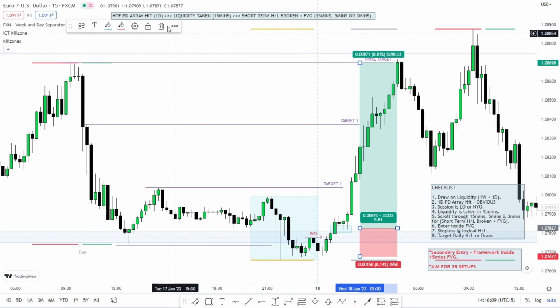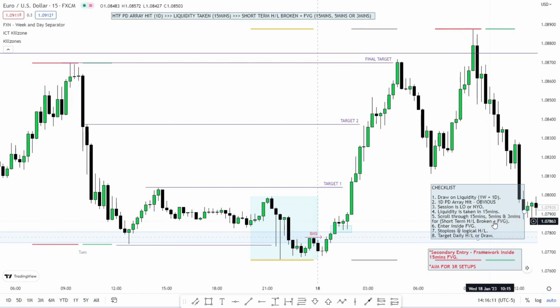So that is an entry based on 15 minutes. So let's scroll down maybe to 5 or 3 and see how we could have. So you see I've entered in the fair value gap. Stop loss just below here. Then target daily high or low and internal range. So you can just use the nearest liquidity, internal range, then the final target.